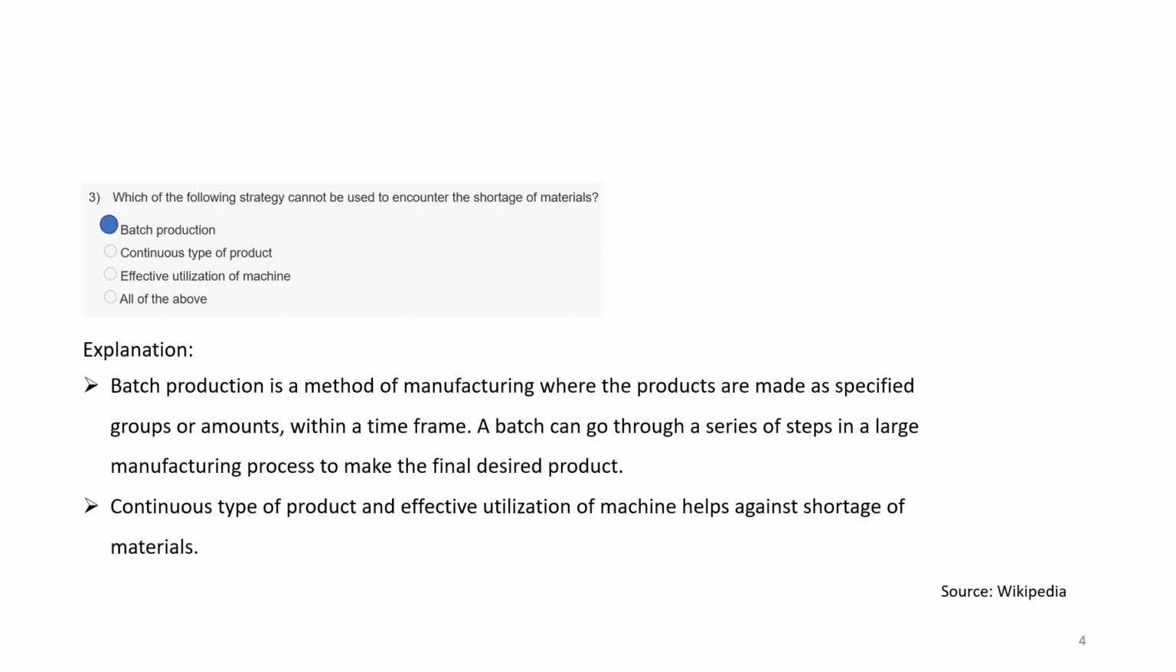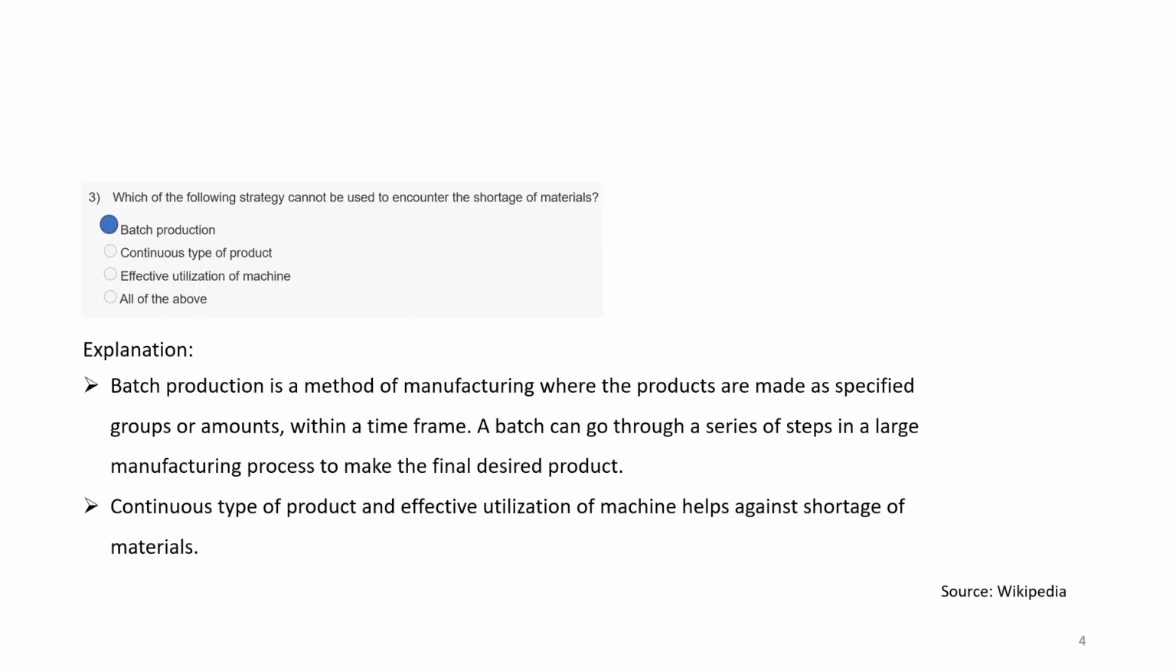Next question is, which of the following strategies cannot be used to encounter the shortage of material? Your options are batch production, continuous type of product, effective utilization of machine, or all of the above. Your answer will be first one, batch production.